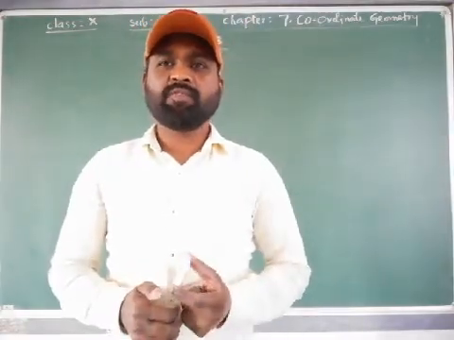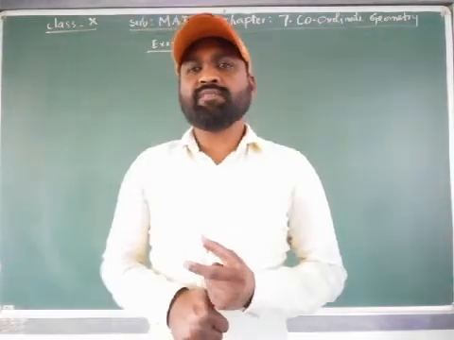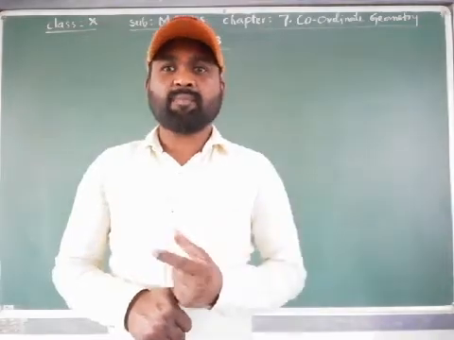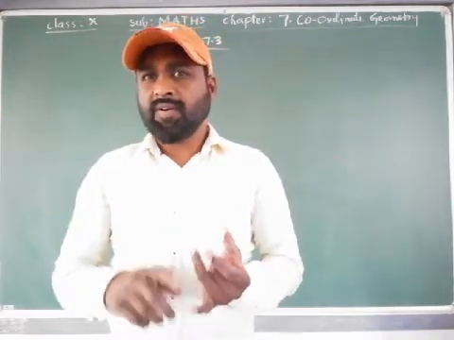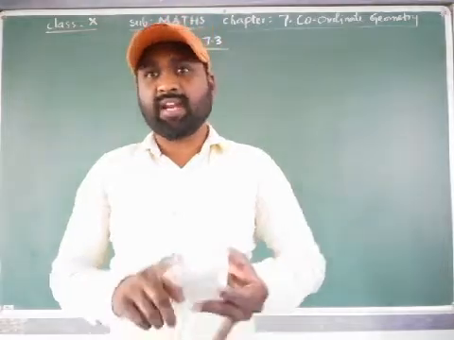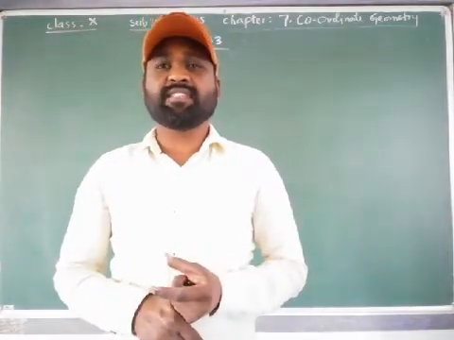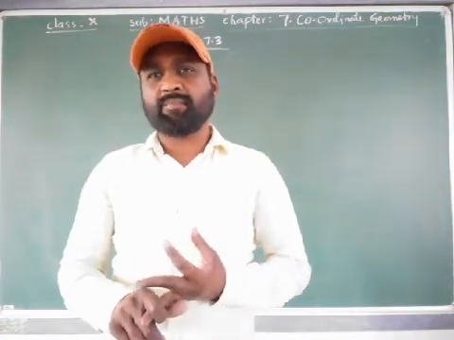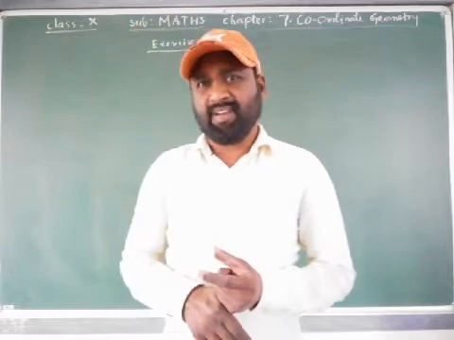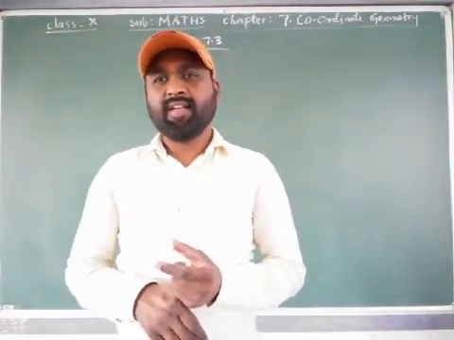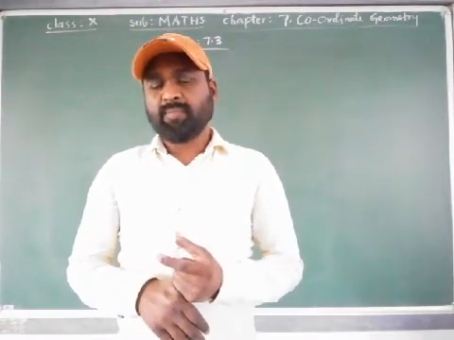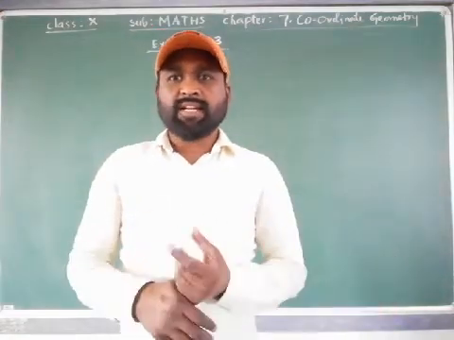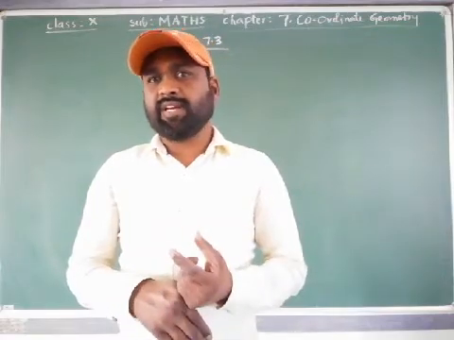We all know to find the area of a triangle we use the formula half into base into height. But this formula is useful only when you know the base and height of the triangle. But if base and height are not mentioned, only the measures of the sides are given, then how to find it? Suppose it is a scalene triangle. In that we cannot decide what is the base and which is the height.